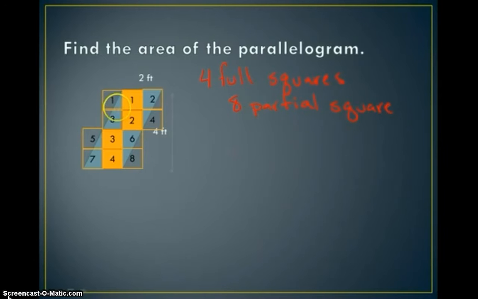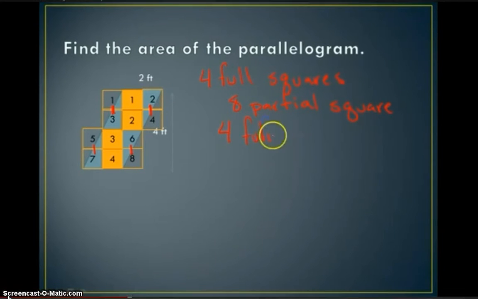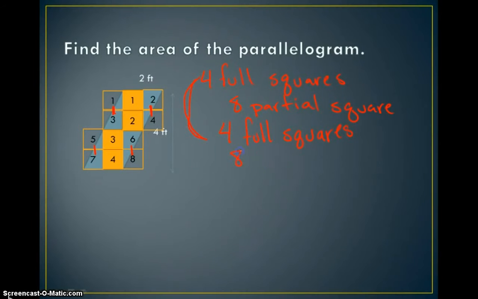If we look at number 1 and 3, for example, you can see that if we took the shaded area in number 1 and placed it in the open area in number 3, that would be roughly a full square. So we can say number 1 and 3 create 1 full square. Similarly, we can do the same with 2 and 4, 5 and 7, and 6 and 8. So these 8 partial squares create 4 full squares. And if we add those 2 sets of full squares together, that 4 and that 4, that gives me 8 full squares.